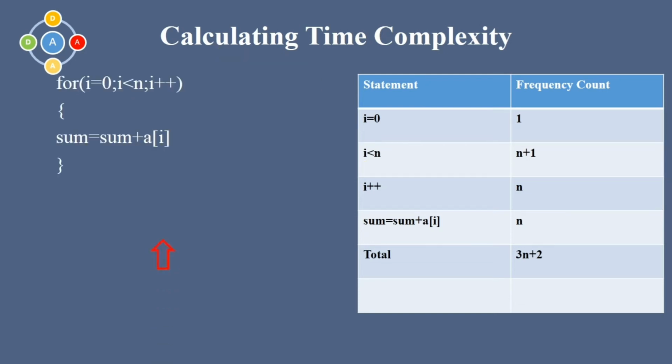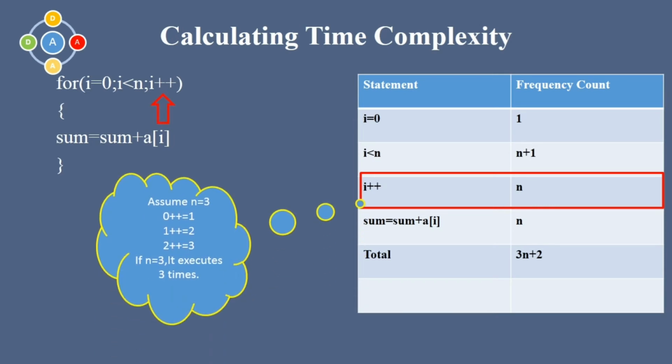The next is the increment operator. Now we are going to find how many times this increment operator is executed. Assume your n value is 3, this statement is executed 3 times. That is, our initial i value 0 is incremented to 1, then again 1 is incremented to 2, then again 2 is incremented to 3. So if n is 3, then the statement is executed 3 times. So the frequency count for this increment operator is n.